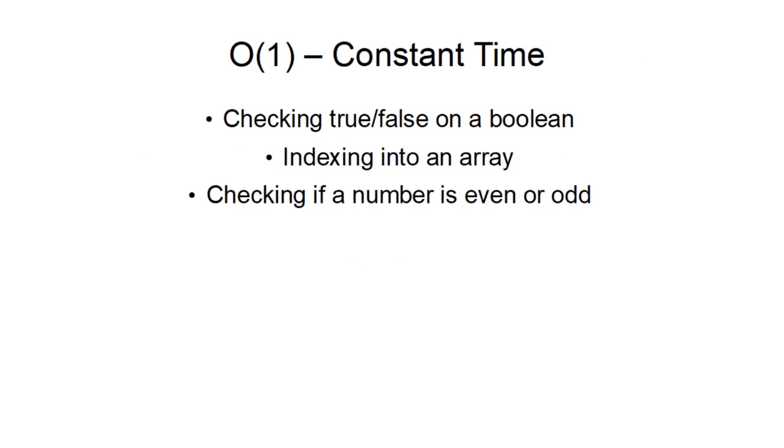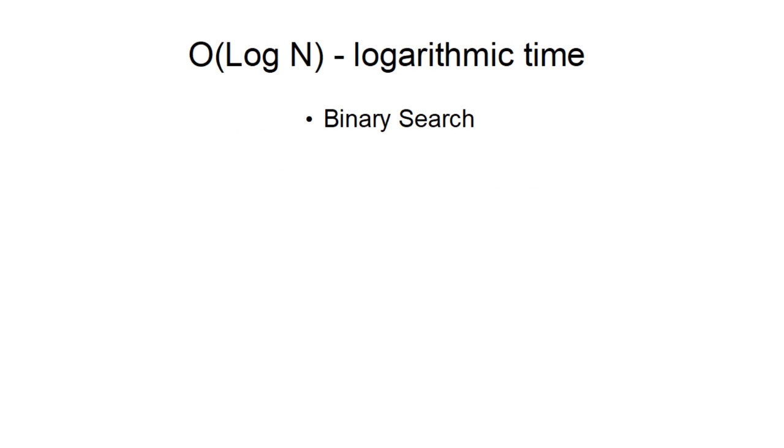So big O of 1, called constant time. It's just something that takes a set amount of time. It doesn't matter on the size. So checking if a Boolean is true or false, indexing into an array, checking if a number is even or odd, something simple like that. Then we have O of log n, which is logarithmic time.